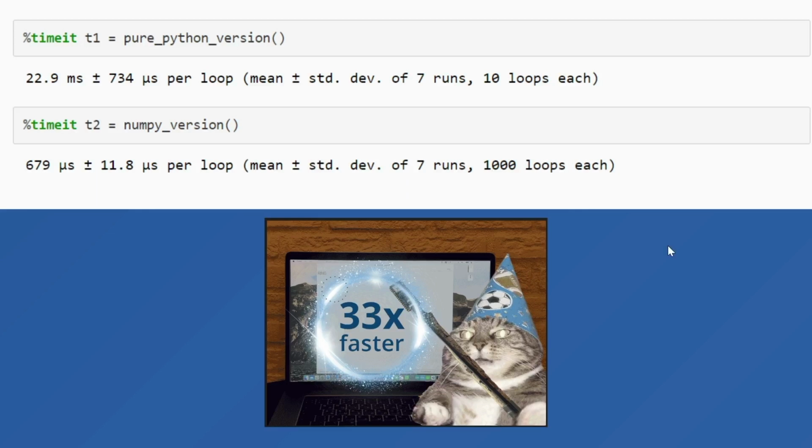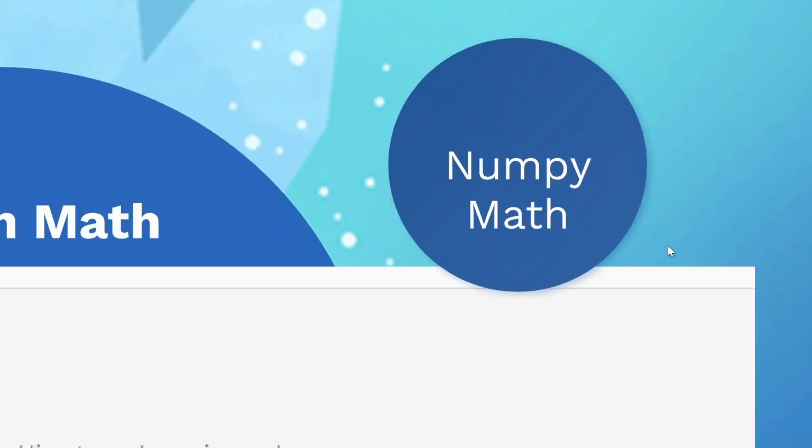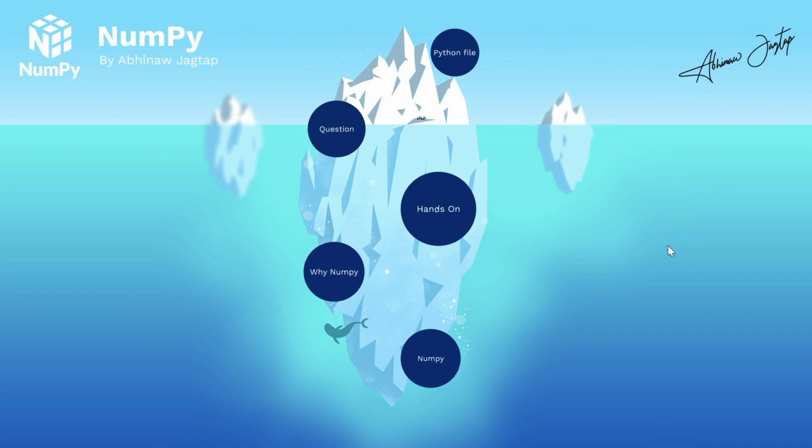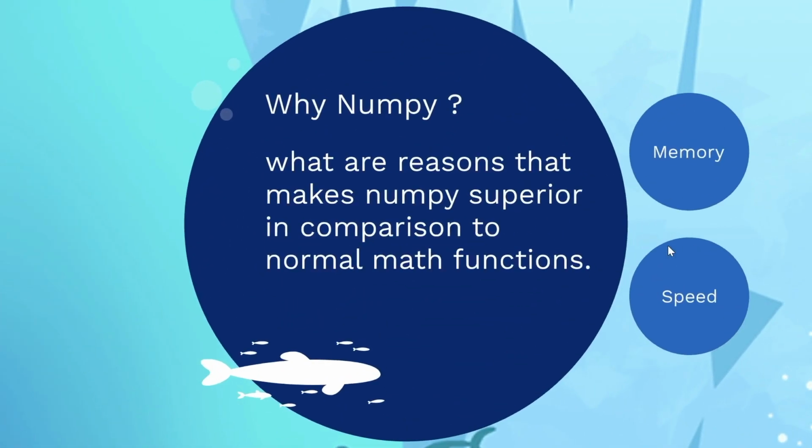Now as you already understood how powerful this NumPy library is, we should also look at the reason behind it: why NumPy has this tremendous power and why it is used so widely. Again the same question, what are the reasons that make NumPy superior in comparison to normal math functions? There are two major reasons for this. One is the memory allocation that it does, and the second is the speed that it has. Let us look at them one by one.